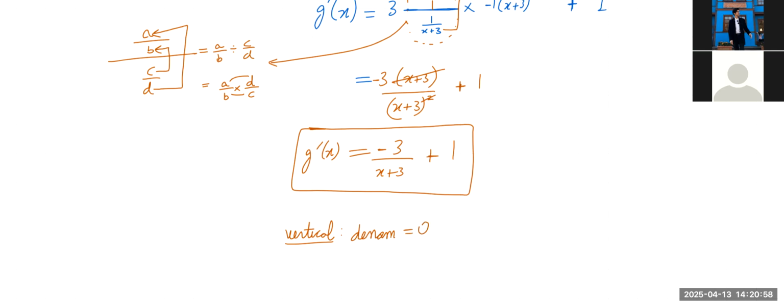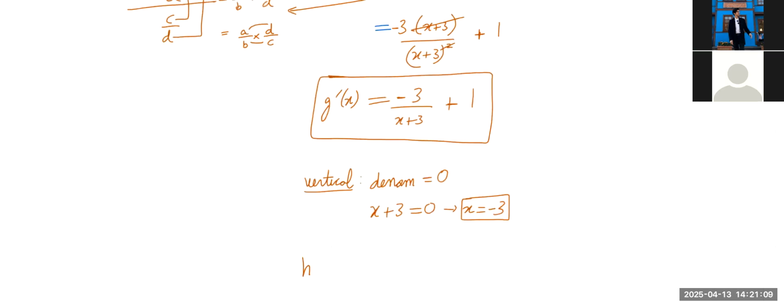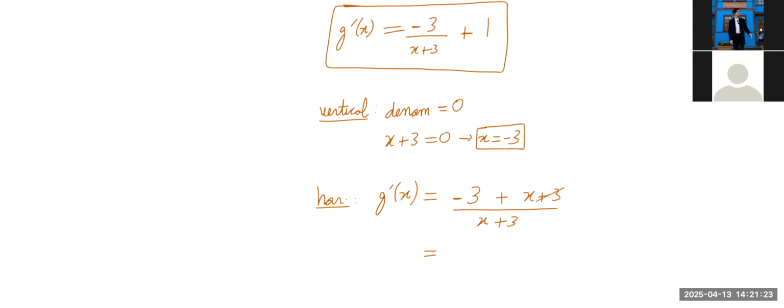That's going to be when x plus 3 is 0, which means when x is equal to -3. So we found the vertical asymptote of the derivative. For the horizontal asymptote, you need to first make it one complete fraction. So I'm going to multiply the 1 with x plus 3 and make the whole denominator x plus 3, which leaves me with just x over x plus 3. That's my derivative, cleaned up.